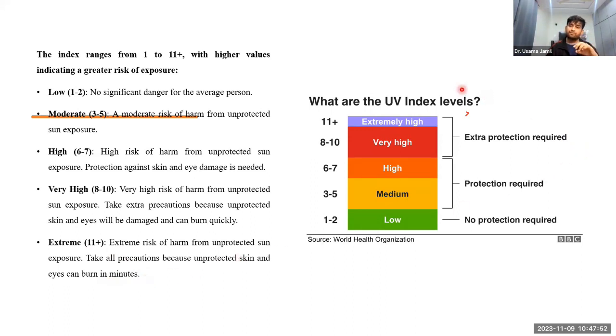So what are the UV index levels? It starts from 1 to 2 and goes to 11 or more than 11. 1 to 2 are usually safe and no protection is required. In the medium and high range, between 3 to 7, protection is required. And between 8 to 11 or more than 11, extra protection is required, because if you are working near the equator, you are working in a high UV exposure environment, and then you definitely need extra protection.